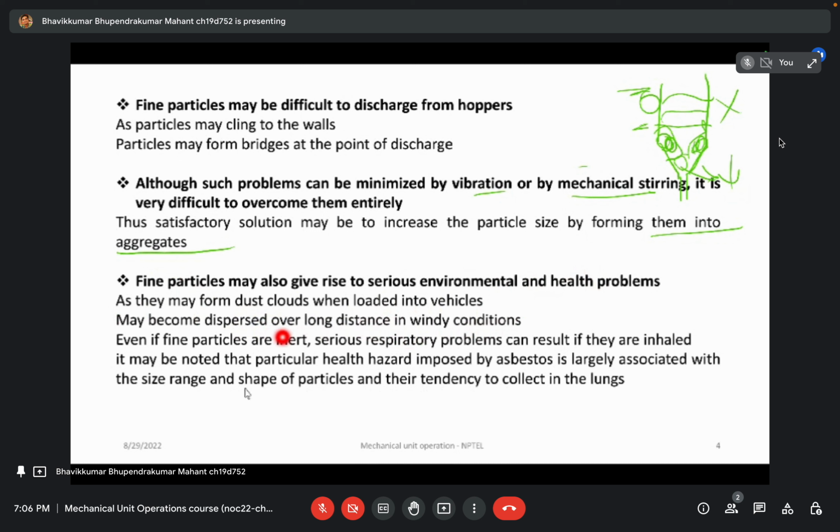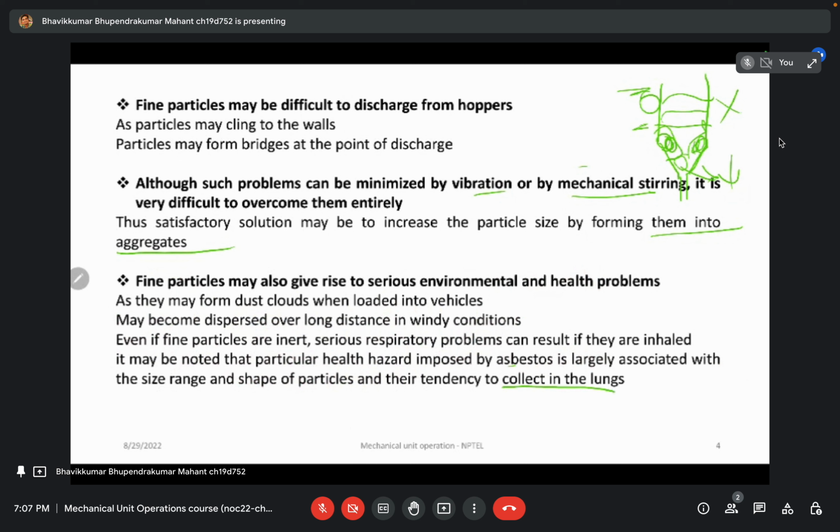become dispersed over a long distance in windy conditions. If windy conditions are there, then the small fine particles can go to a larger distance and disperse into the climate. Even if fine particles are inert, serious respiratory problems can result because fine particles can be easily inhaled by the human lungs. It may be noted that the particular health hazard imposed by asbestos is largely associated with the size, range and shape of particles and their tendency to collect in the lungs.